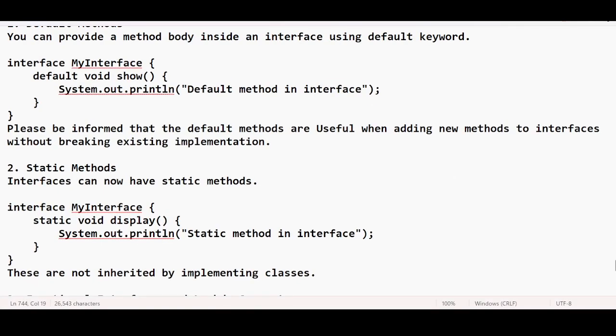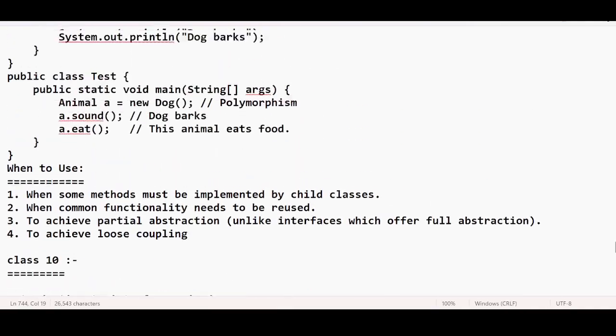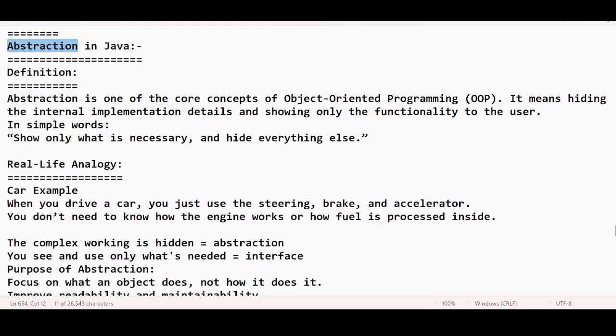Okay, let's start the session. A small recap about yesterday's topic. Yesterday we were discussing abstraction in Java, right? By now we got to know what abstraction is: hiding the implementation details, so only the things that are necessary.